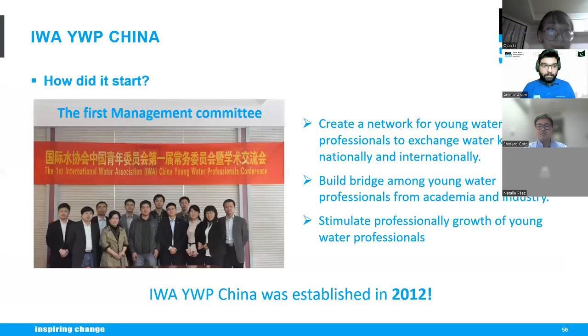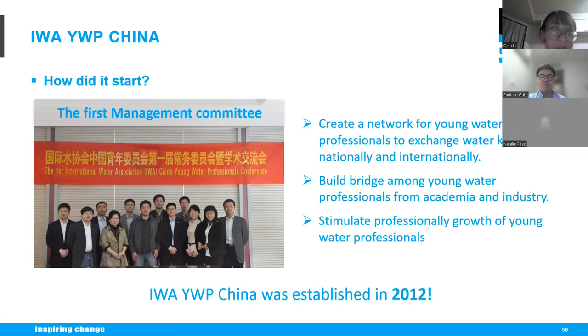First of all, I would like to start with how the China chapter started. You can see this photo. It was taken in 2012, 11 years ago in Nanjing. The man in the middle of the photo is our first chair of the China chapter. At that time, he wanted to create an influential platform for young people in China. Then he contacted the regional director of the Greater China region of IWA, Dr. Tao Li, and talked about his idea to create an IWA branded chapter, and he got great support from Tao.